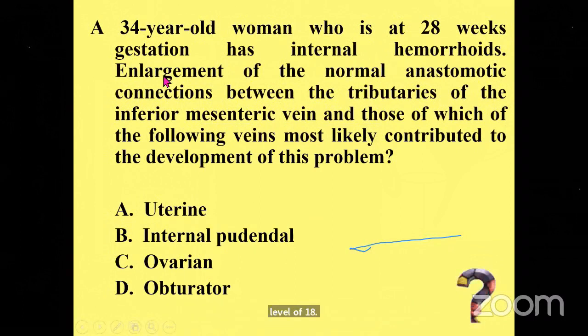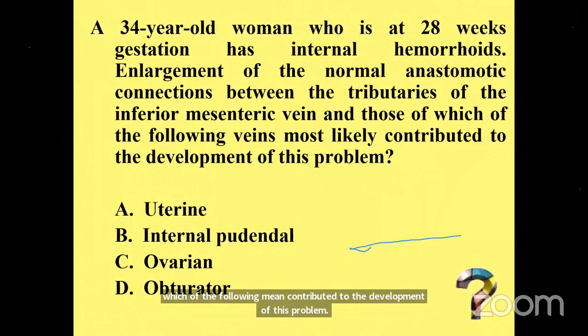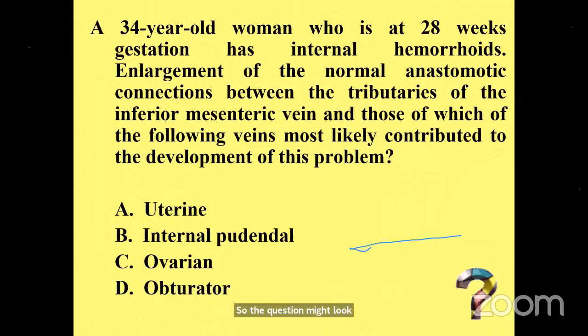A 34-year-old at 28 weeks gestation has internal hemorrhoids. Enlargement of the normal anastomotic connections between the tributaries of the inferior mesenteric vein and those of which of the following veins contributed to the development of this problem? So the question might look complicated. It is a hemorrhoid, so between the two systems, portal and vena cava system.